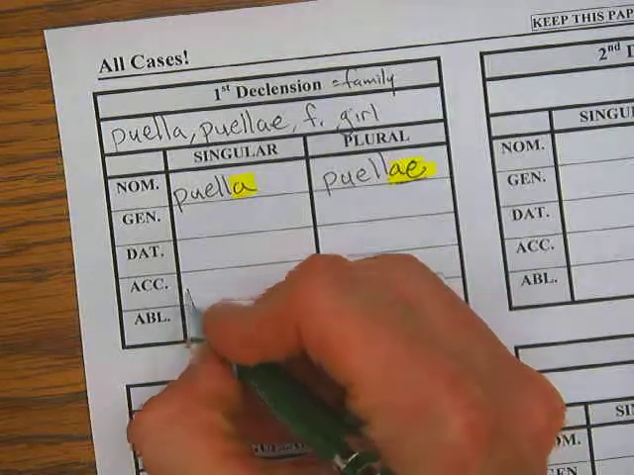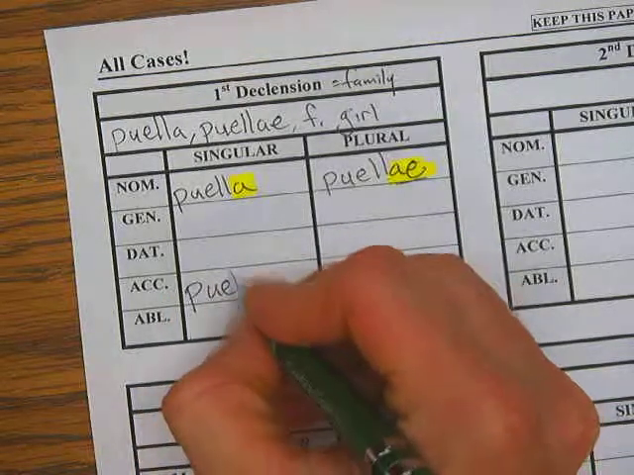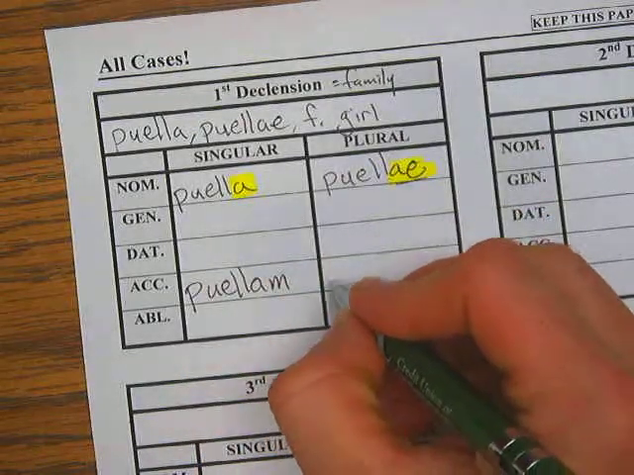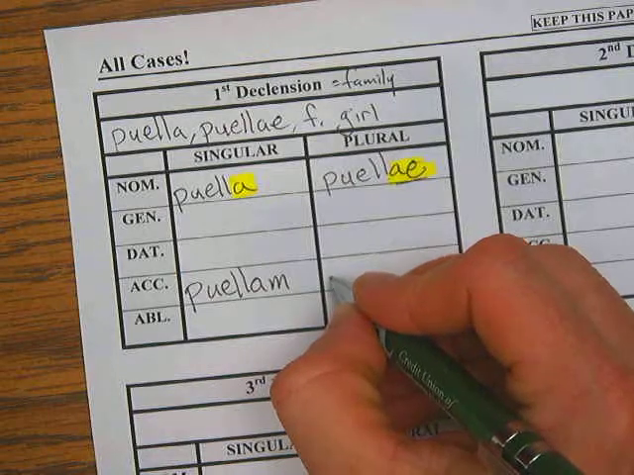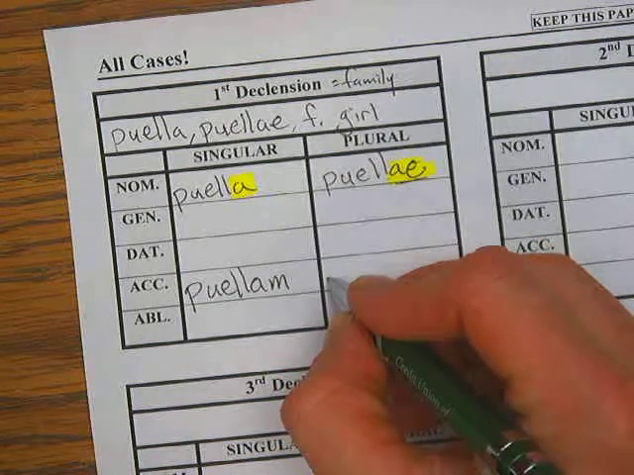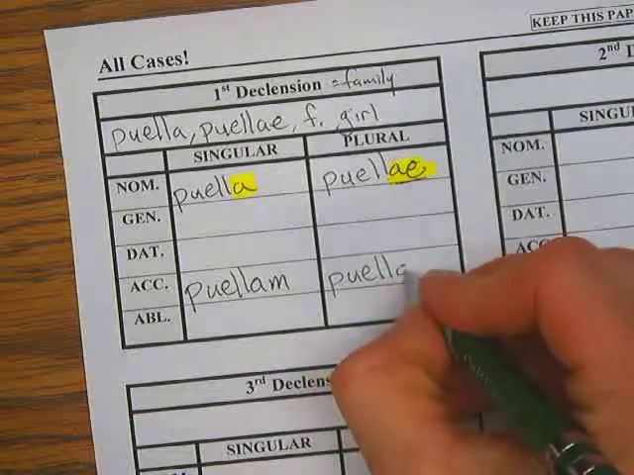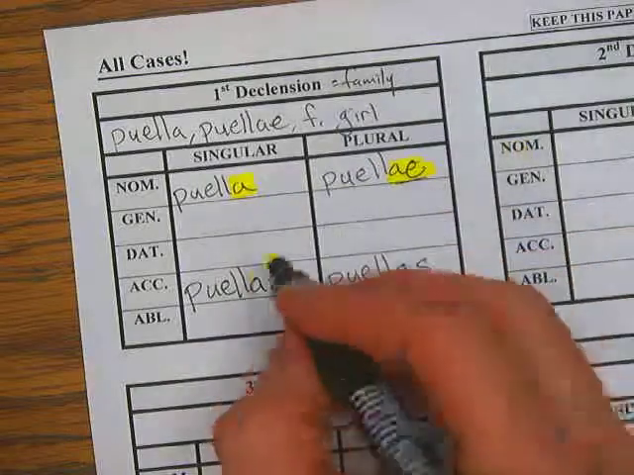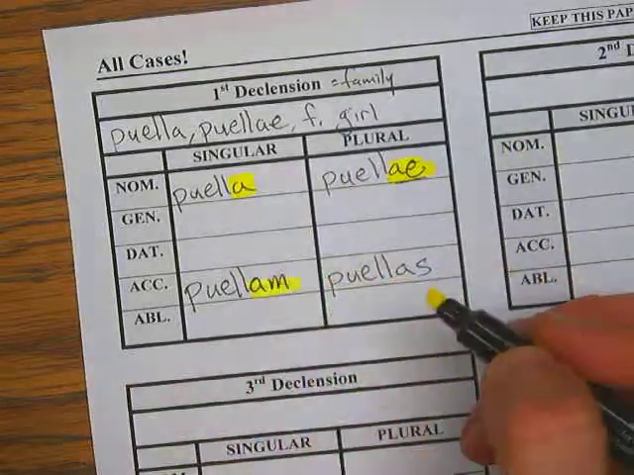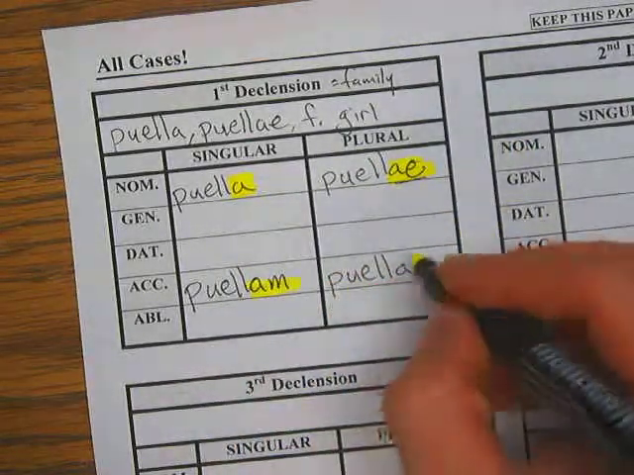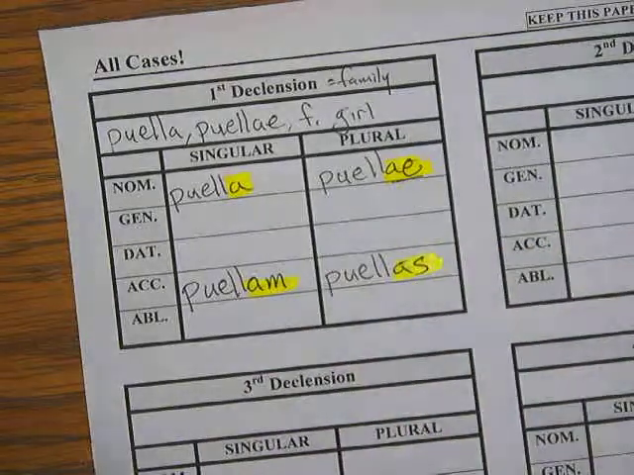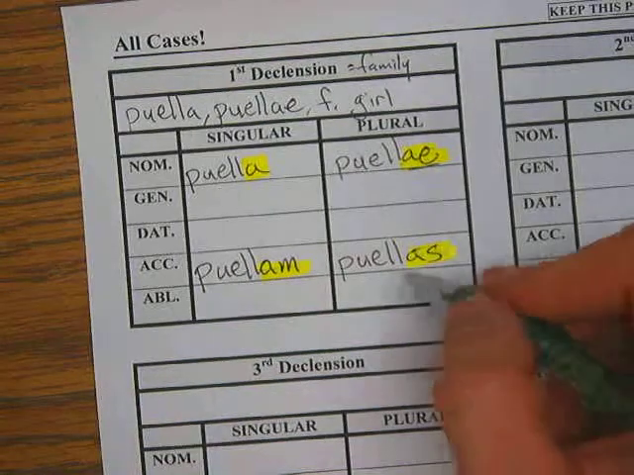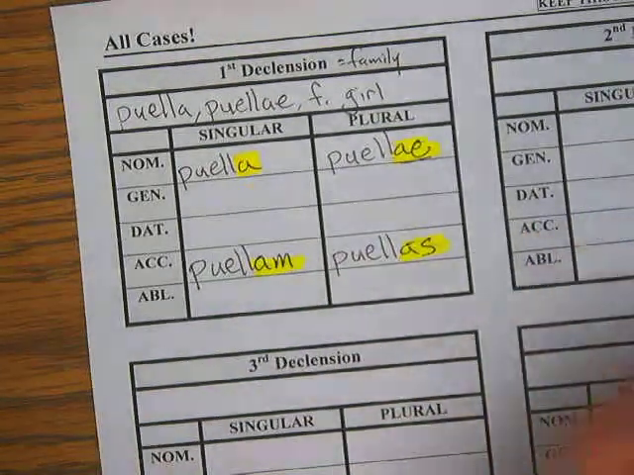Okay? What if somebody's hitting the girl? Okay? Caecilius puellam pulsat. The accusative down here is puellam, and if Caecilius was hitting lots of girls, then it would be Caecilius multas puellas pulsat. Okay? So when you want to make something a receiver, you just take puella and you make it puellam. The M is accusative singular, receiver singular, and AS is accusative plural.